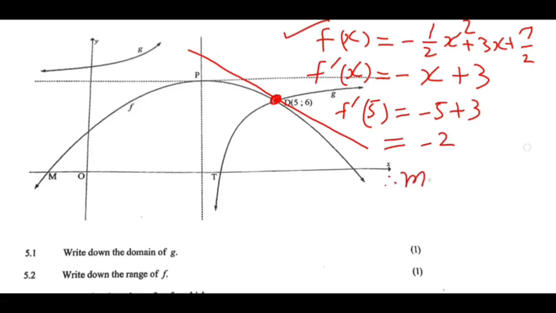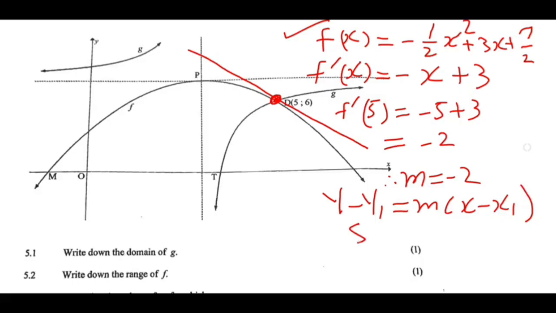Therefore, the gradient will be -2, because the gradient of the graph and the first derivative are equal at the point of tangency. Now we have the gradient, so we need to find the equation of the tangent line. Easy now. I'm going to use this formula: y minus y1 is equal to m(x minus x1).